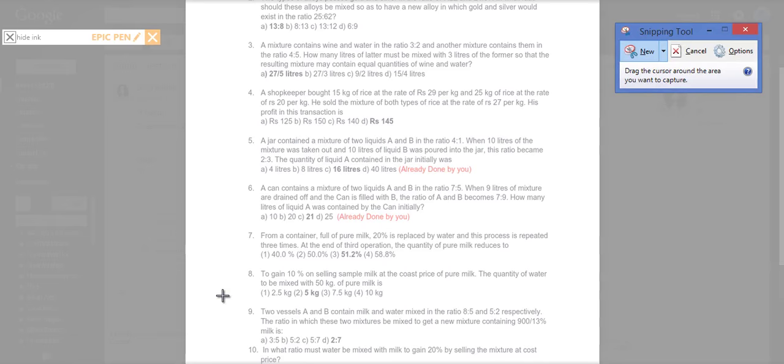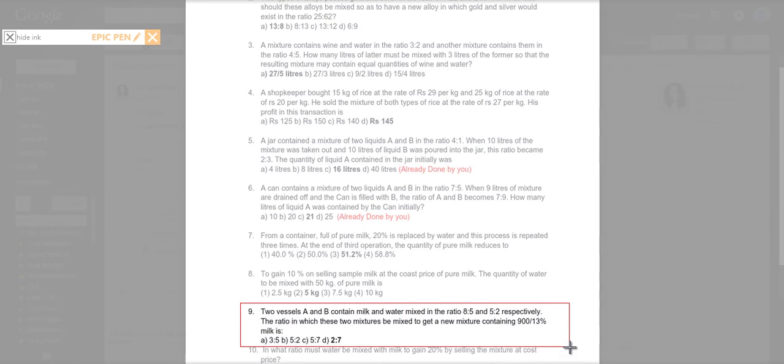Let's go to question number 9. Two vessels A and B contain milk and water mixed in the ratio 8:5 and 5:2 respectively. The ratio in which these two mixtures must be mixed to get a new mixture containing 900 by 13%. This is a very simple question. Okay, so for example, if we say 5%, what does that mean? That means 5 by 100. So when we say 900 by 13%, what does that mean? 900 by 13 into 100. Okay, so this is 9 by 13.